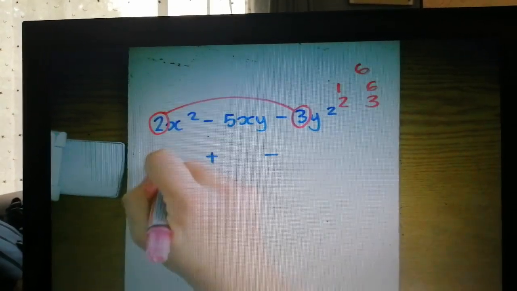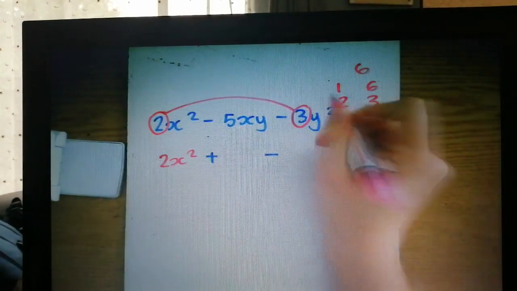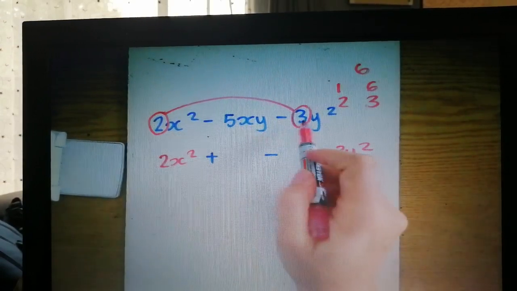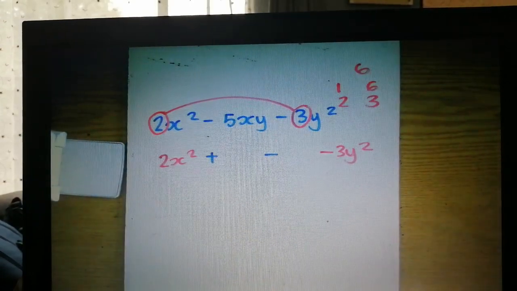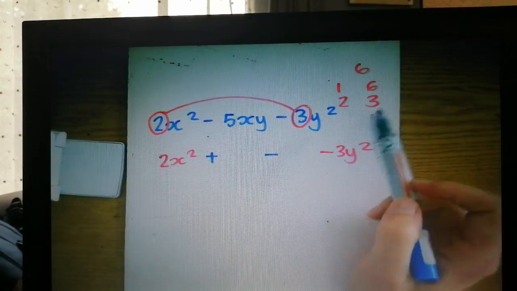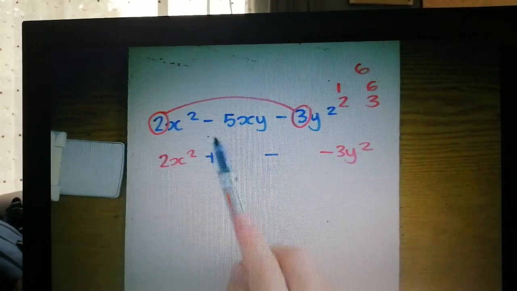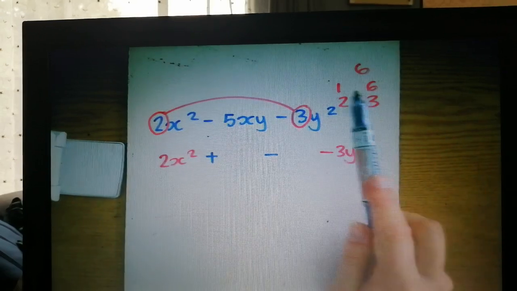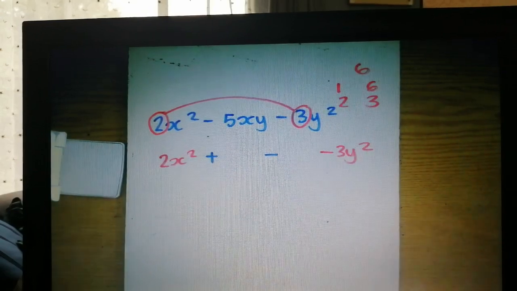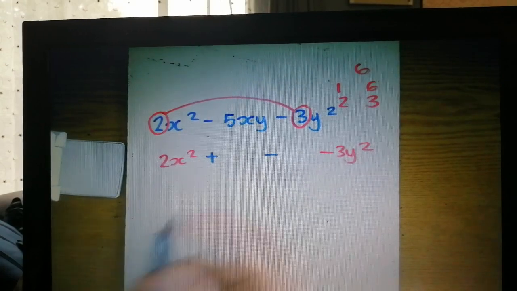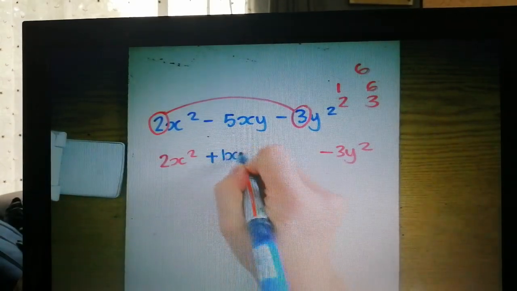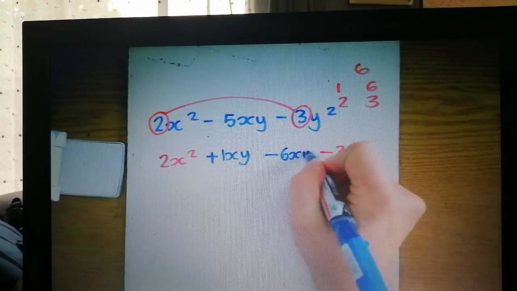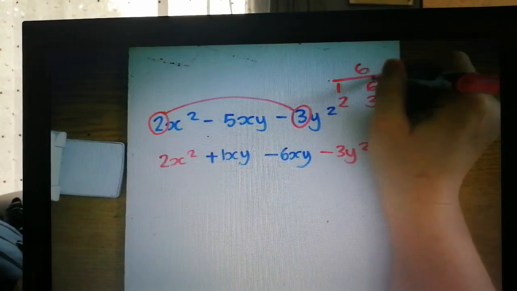I bring down my 2x squared. I bring down my negative 3y squared. Remember, this negative belongs with there. It doesn't indicate that negative. And now I choose my factor pairs. Which factor pairs using a plus and a minus am I going to get to negative 5? Well, I'm going to say minus 6 plus 1. So plus 1xy minus 6xy. I've used this factor pair.